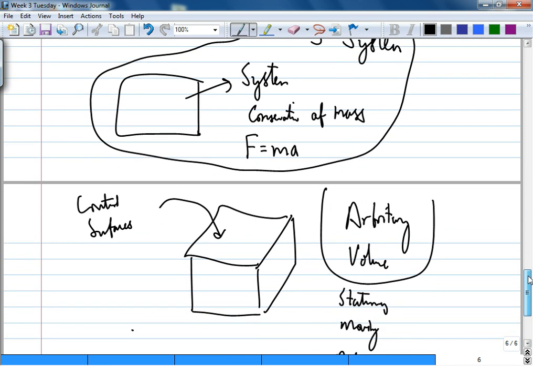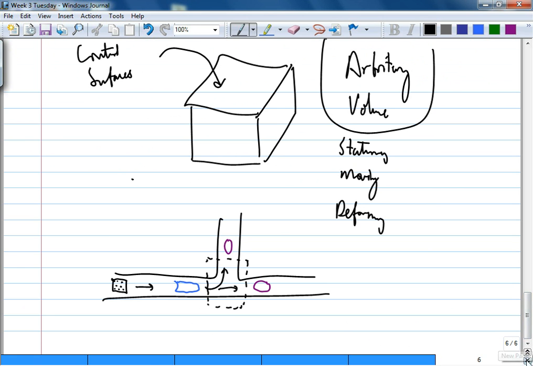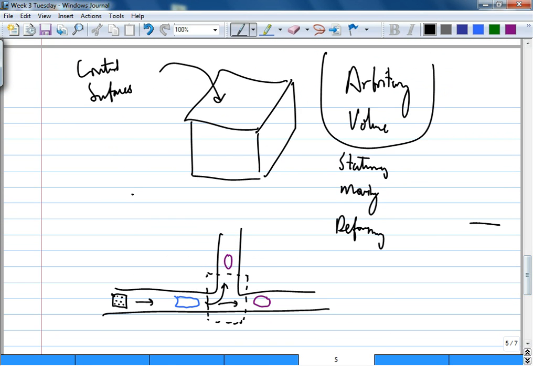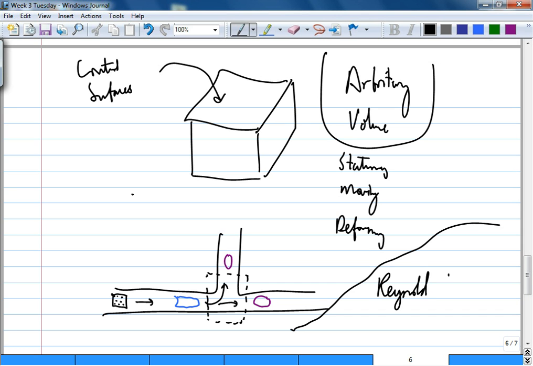Now, for those who like a lot of theory, there's this overall theory that links control volume with system, and that's called the Reynolds transport theorem.